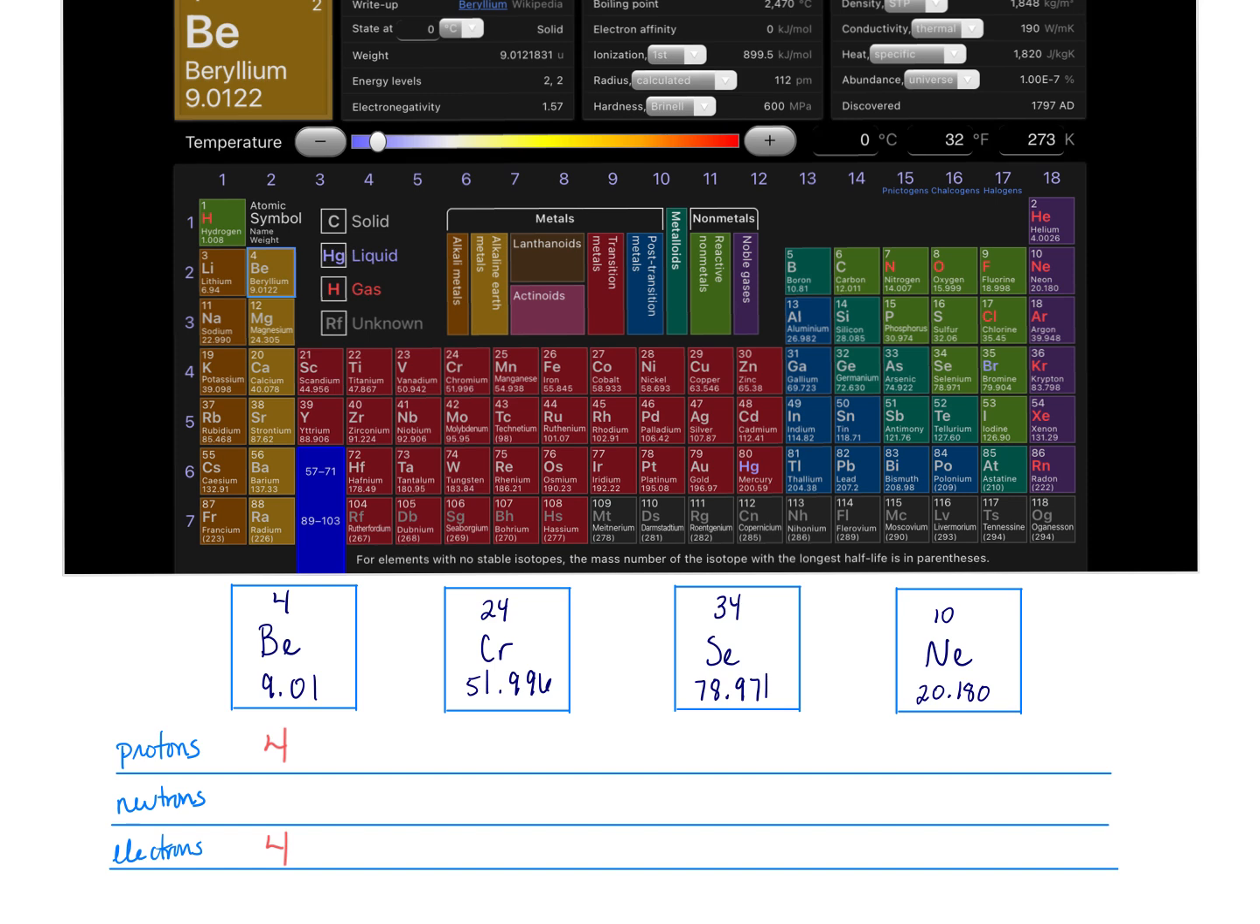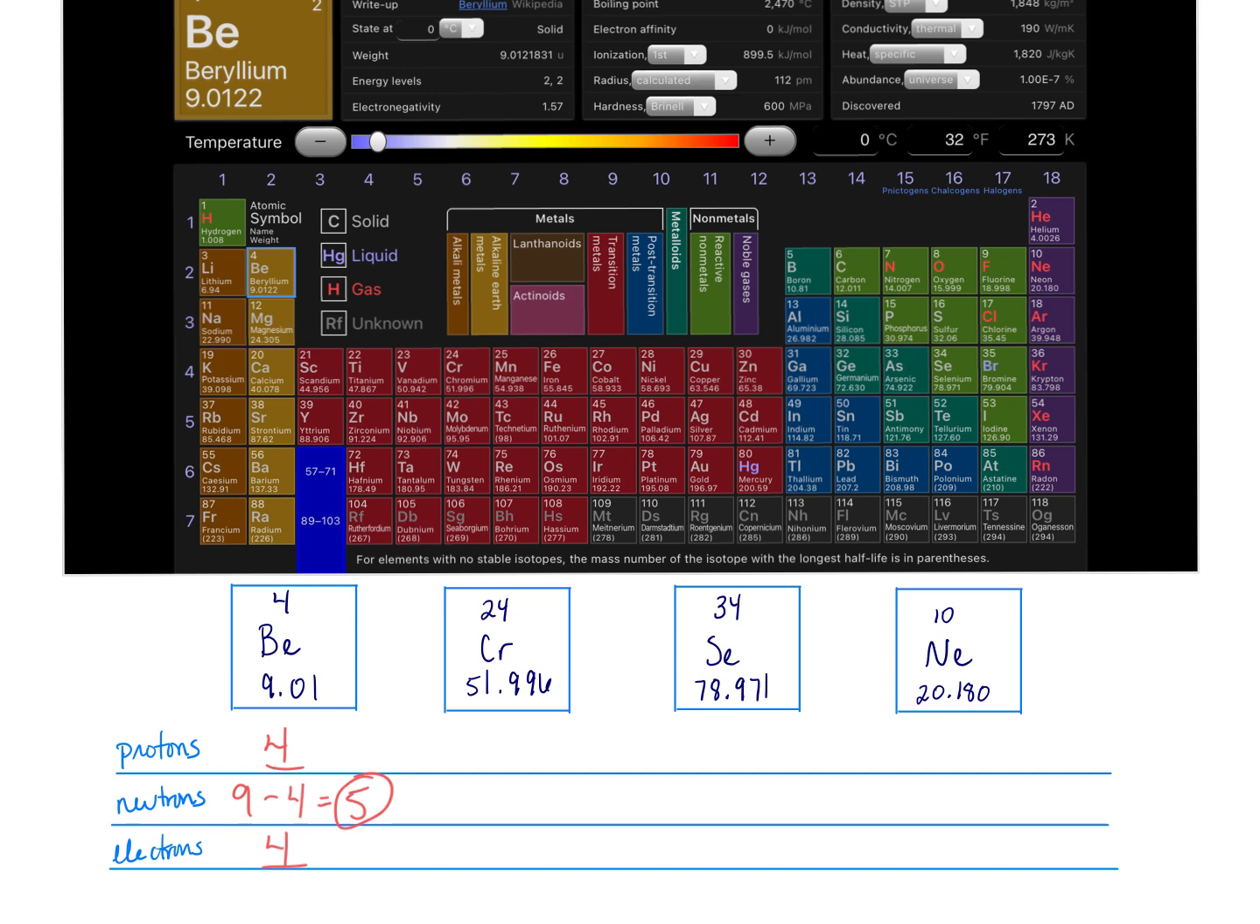Since we're taking this from the periodic table, and the average mass is 9.01, then to figure out the number of neutrons, keeping in mind that neutrons and protons added together will give you the overall atomic mass, we could say that the atomic mass, we're going to round that up to 9 and subtract out the atomic number, which gives me 5 neutrons, okay? And that's sort of how we do these.